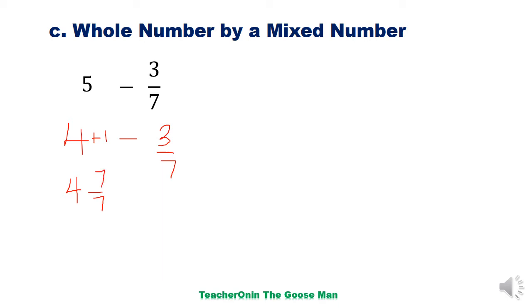So, again, 5 was renamed as 4 plus 1. However, 4 plus 1 can be renamed as 4 and 7 over 7. Take note, 7 over 7 is the same as 1. Then we will subtract 3 over 7. Okay? After that, since I have here a whole number, minus no whole number here, so I have here 4. And then 7 minus 3 is equal to 4. Then copying the same denominator, 7.